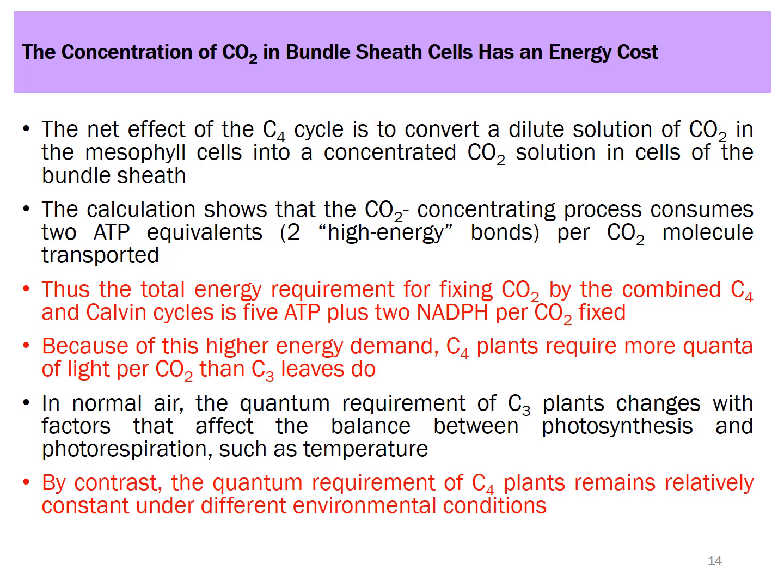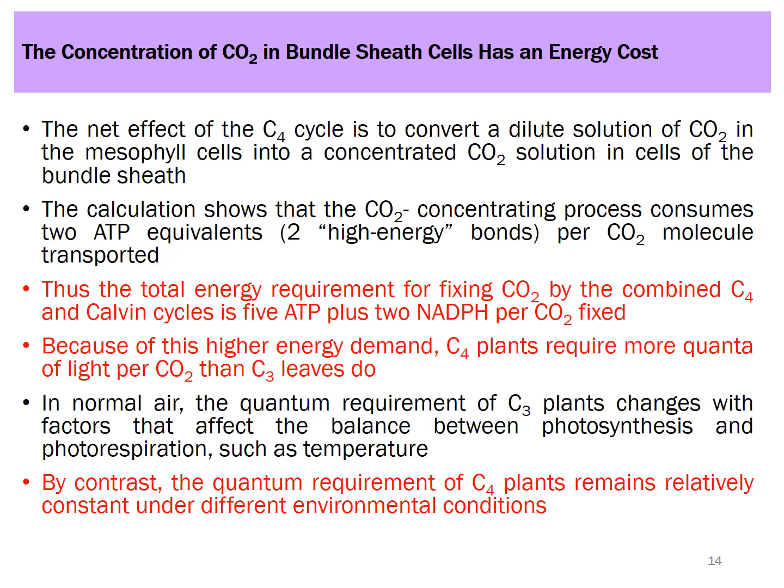So thermodynamics tells us that work must be done to establish and maintain the carbon dioxide concentration gradient in the bundle sheath. And this principle also applies to the operation of the C4 cycle. From a summation of the reactions involved, we can calculate the energy cost to the plant, and the calculation shows that the carbon dioxide concentrating process consumes 2 ATP equivalents, or 2 high energy bonds, per carbon dioxide molecule transported.